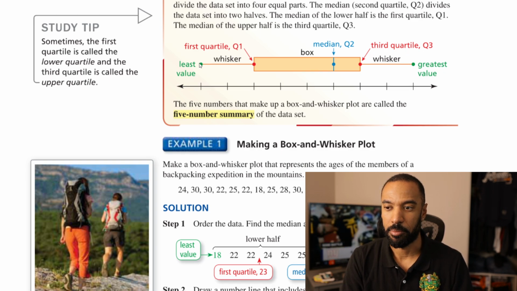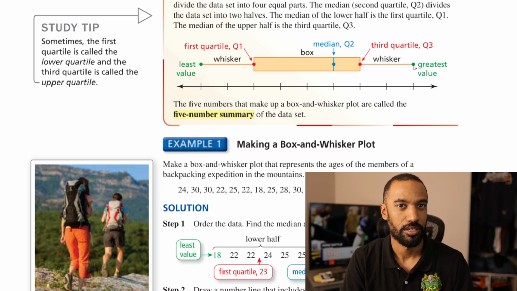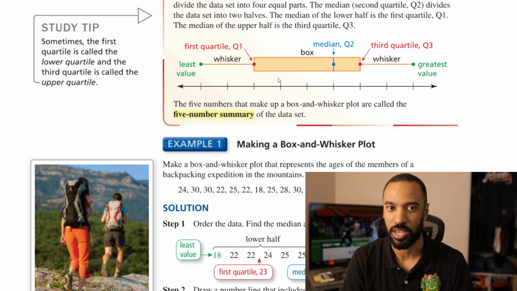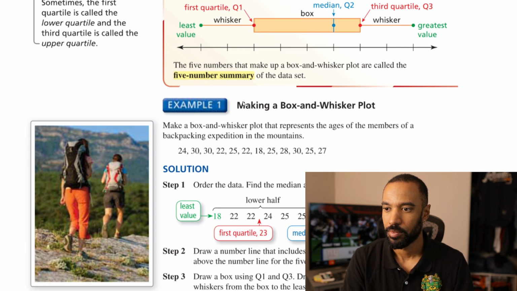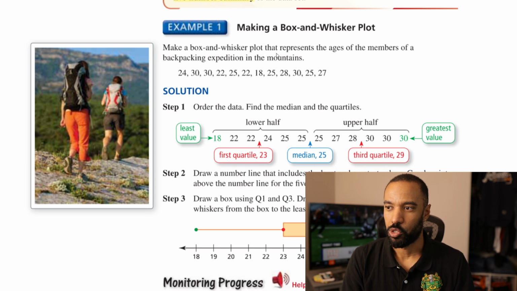Anyway, this is called a 5-number summary. Min, Q1, median, Q3, and max. Those are the abbreviations I'm going to be saying there. Okay, making a box and whisker plot.